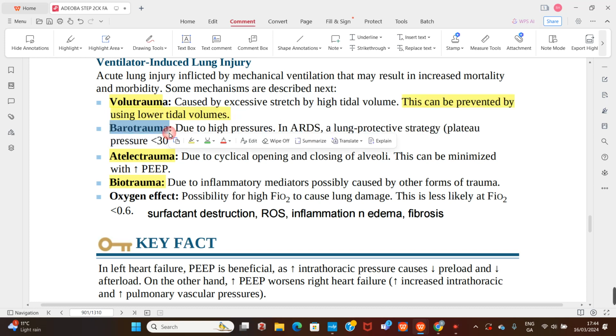Barotrauma, of course, is from increased PEEP and increased plateau pressure. So that's due to high pressure. You don't want to give too much pressure, so you have to be careful. And you want to ensure that your plateau pressure is less than 30 centimeters of water to minimize barotrauma. 30. Please don't forget, 30. FiO2 less than 60%. Plateau pressure less than 30.